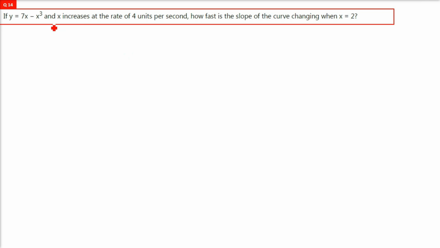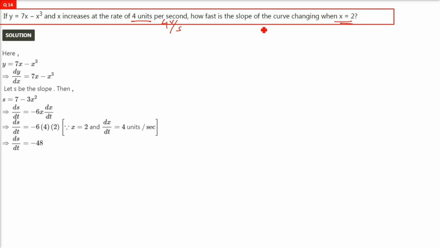If y is equal to 7x minus x cube and x increases at the rate of 4 units per second, the unit can be anything, okay? It can be centimeters per second, meters per second. How fast is the slope of the curve changing when x is equal to 2? So let us see how we are going to do it. We are going to just differentiate it. We are going to use the point which is given in the question. Let us do this. y is equal to 7x minus x cube.